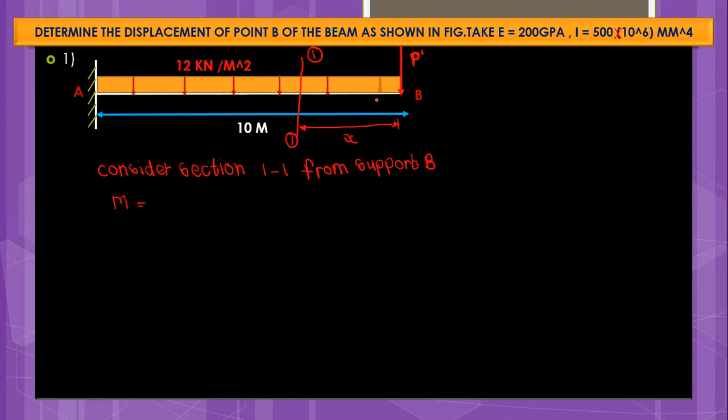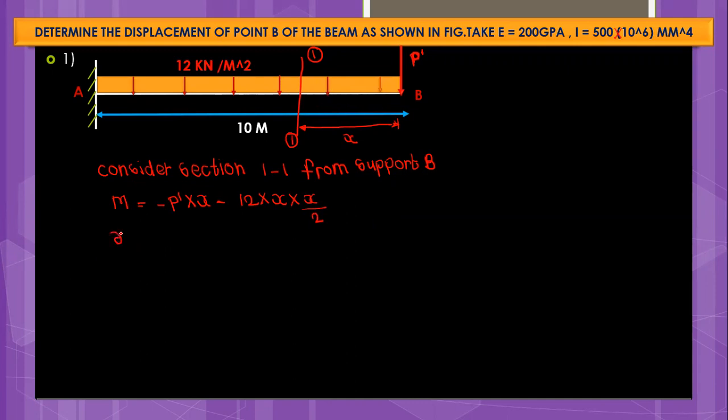For the moment equation, P prime creates hogging, so it will be minus P prime into X. P prime into X, where X is the perpendicular distance. Then there is the UDL, which also creates hogging. So it will be minus 12 into X, because we have to convert the UDL into a point load. We know the intensity is 12, multiplied by X, it gives us the point load. But for the point load, we have to take the perpendicular distance as well, so it will be X by 2. So this is our moment equation.